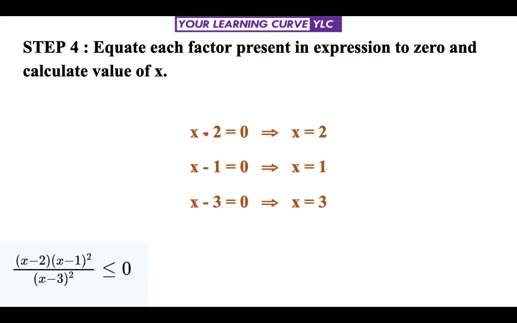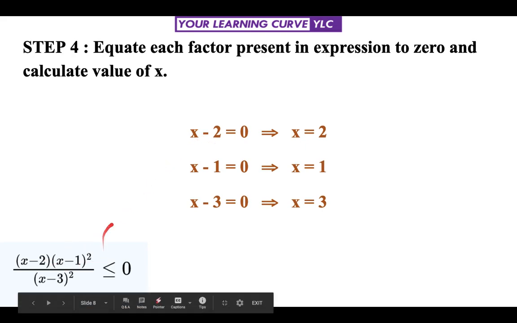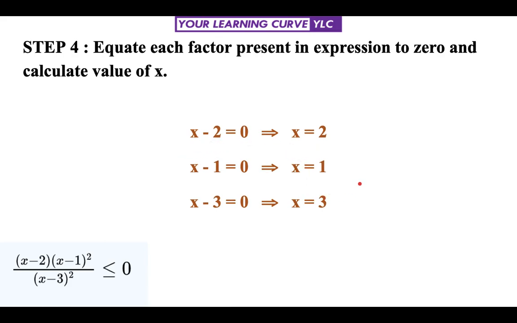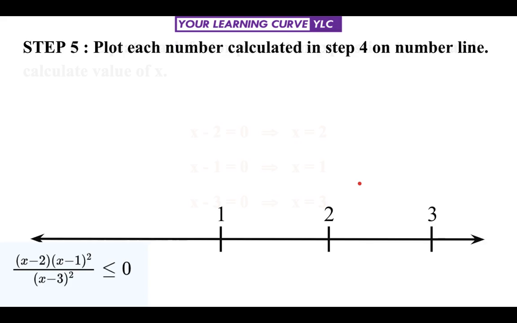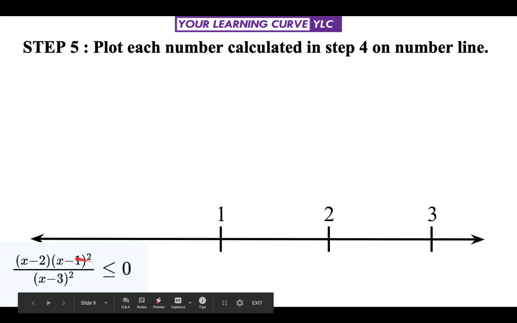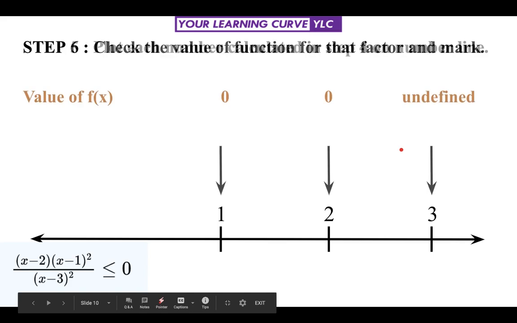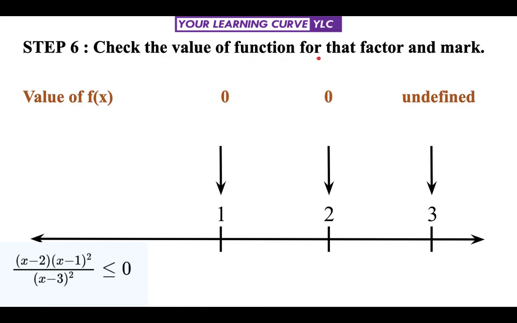So here we have three factors involved. So equating each of them equal to 0, we get x is equal to 2, x is equal to 1 and x is equal to 3. Now what we do, we plot all these numbers on the number line in increasing order. The next step is, first you plot all these numbers, or the values where these factors are becoming 0, in increasing order on the number line. The next step is you check the value of the function for that factor and mark above that value.